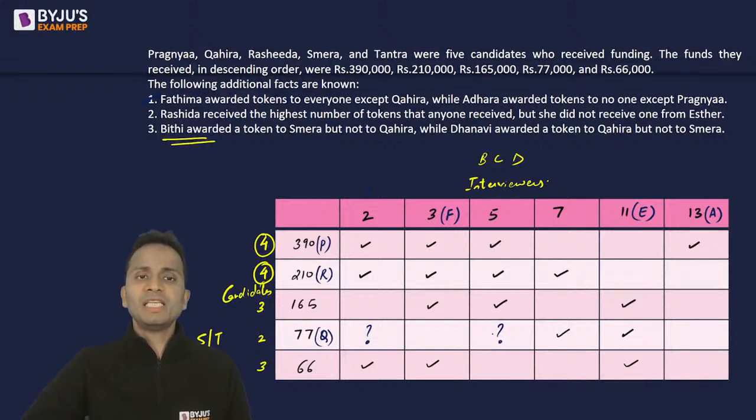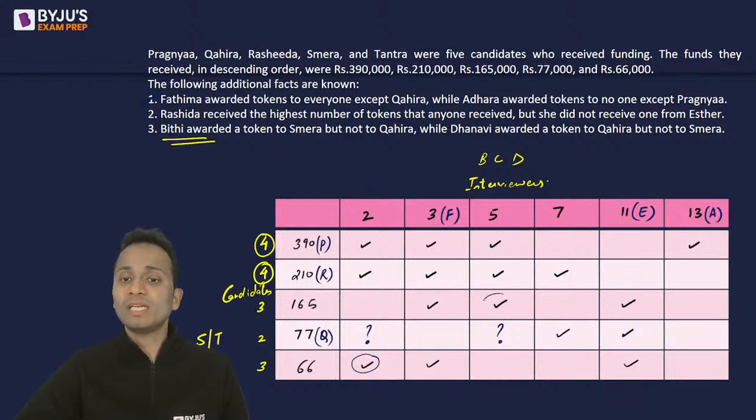Now Bithi has given a token to Samira, so Samira can be 66, this one, or Samira can be 165. So there is a confusion here. Right? Okay. So let's look at this thing later on.